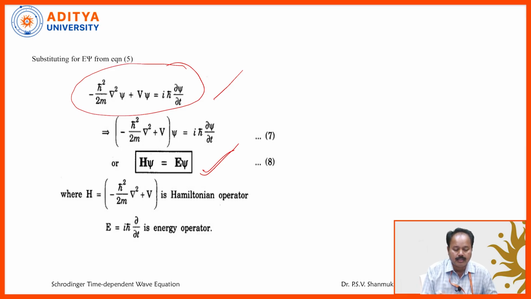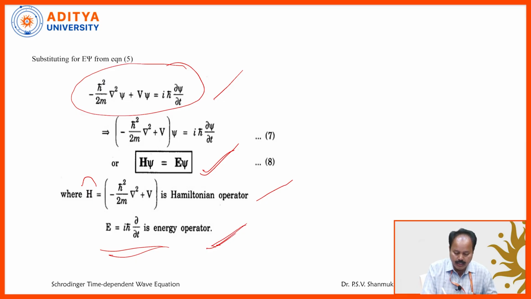So what is this H psi? Minus h cross squared by 2m del squared plus V, that is H cap or H crown, anything you can write. That is called the Hamiltonian operator. And on the RHS, what is this E psi? What is E? That is given by i h cross ∂/∂t. That is called the energy operator. The H cap or H crown is called the Hamiltonian operator or simply Hamiltonian. E cap or E is written as i h cross ∂/∂t, the energy operator.